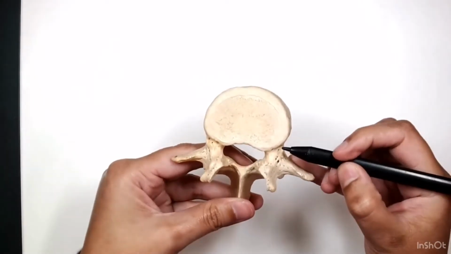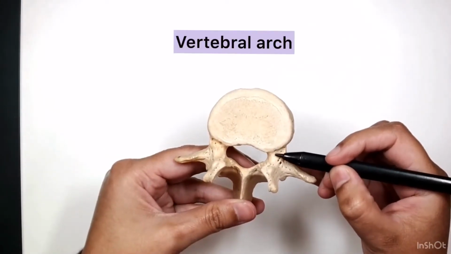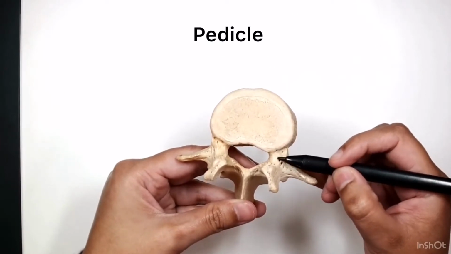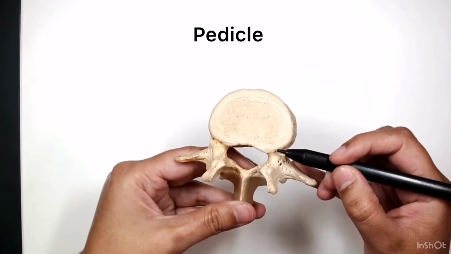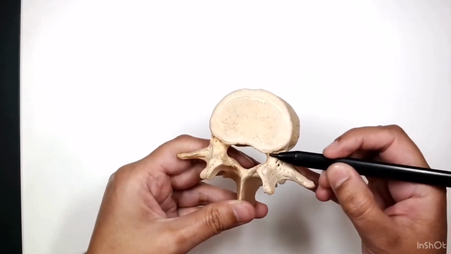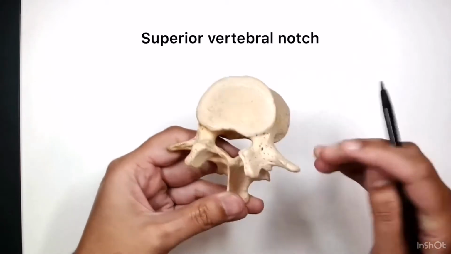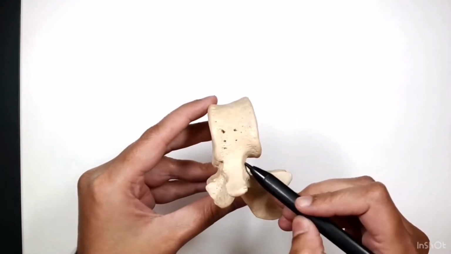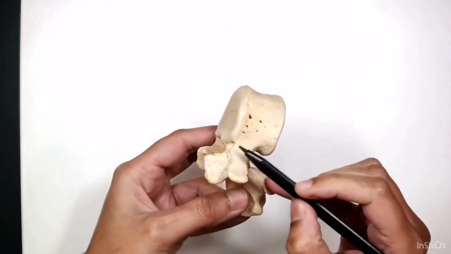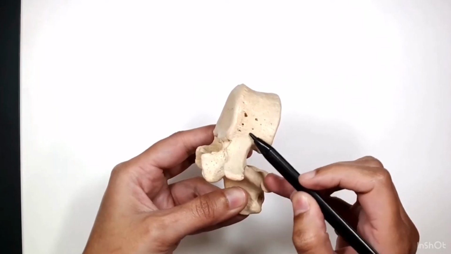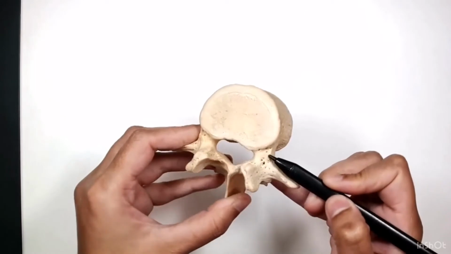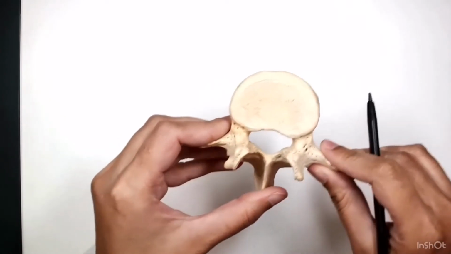Now, coming to this part, starting with the parts of the vertebral arch. First, this part. This is known as the pedicle. It is short and thick. It extends from the body and goes backward. It forms a notch here. This is known as the superior vertebral notch, and a deep notch which is known as the inferior vertebral notch. Since this pedicle is attached near the upper border of the body, that is why the inferior vertebral notch is deeper and the superior vertebral notch is shallower.